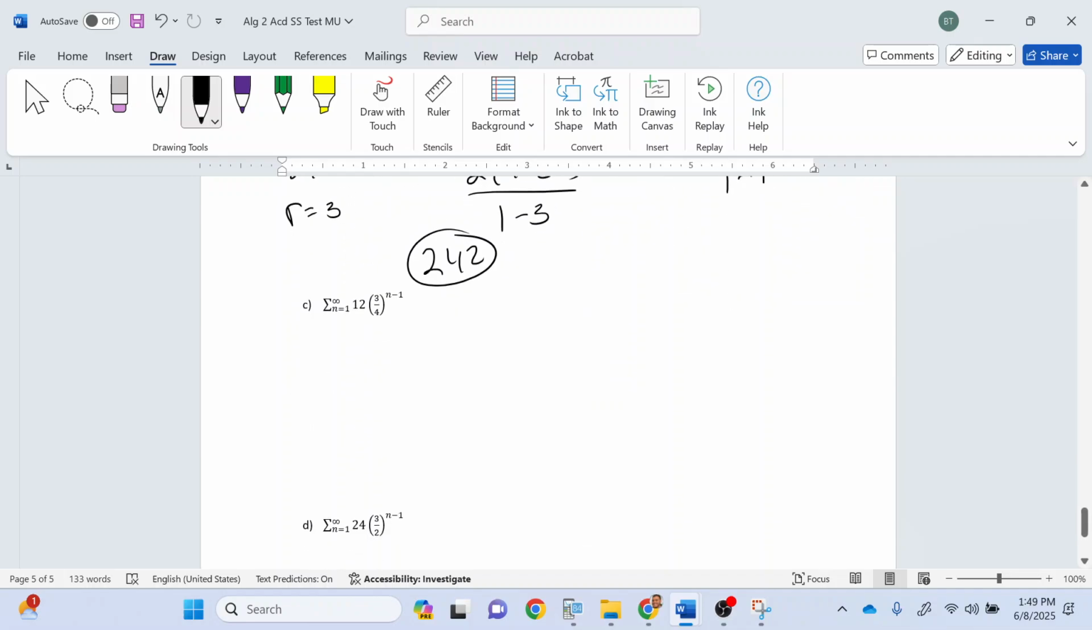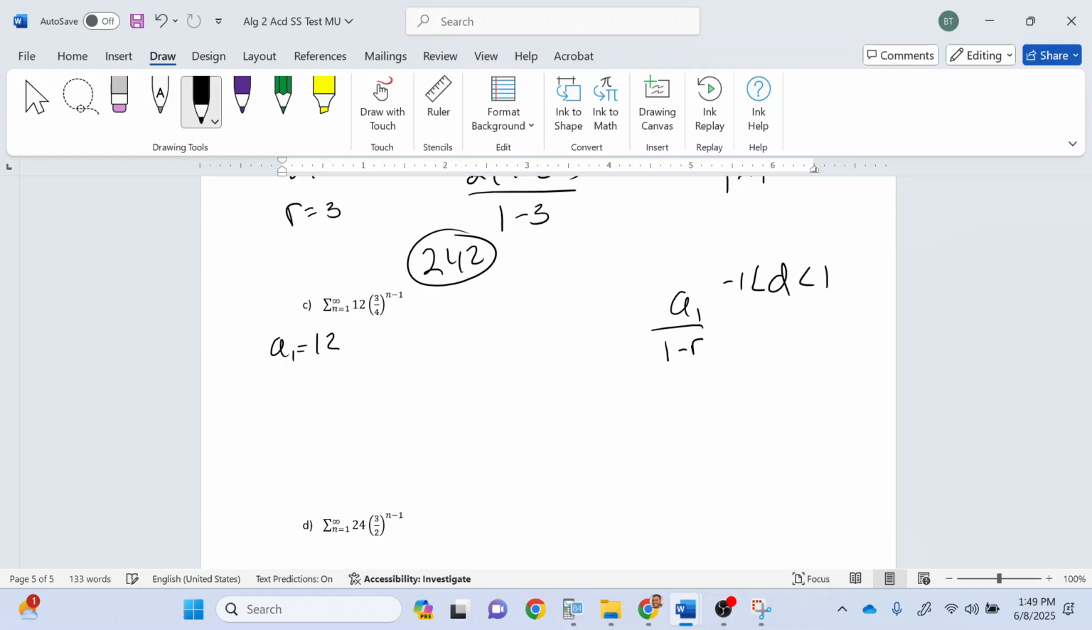Over here, this is an infinite sequence. For an infinite series, it's a pretty easy rule: A1 over 1 minus R. That's the rule for an infinite series. But you have to remember that R has to be less than 1, or in between negative 1 and 1. So people still can't understand that. I don't know what's wrong with you. But that's okay. I don't judge.